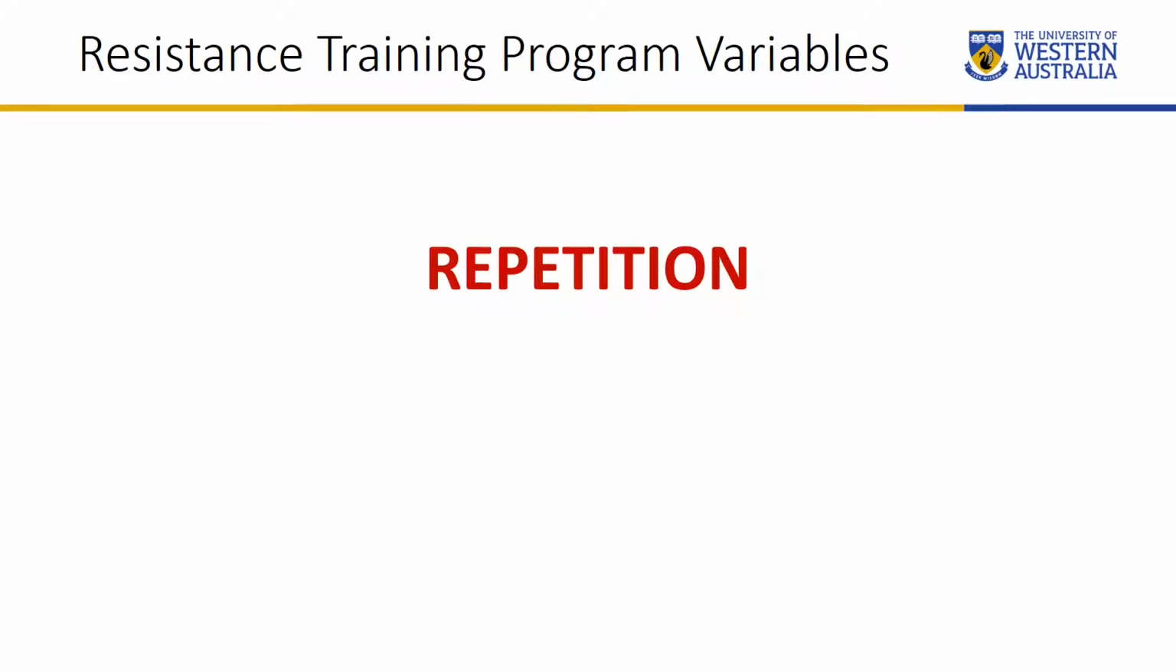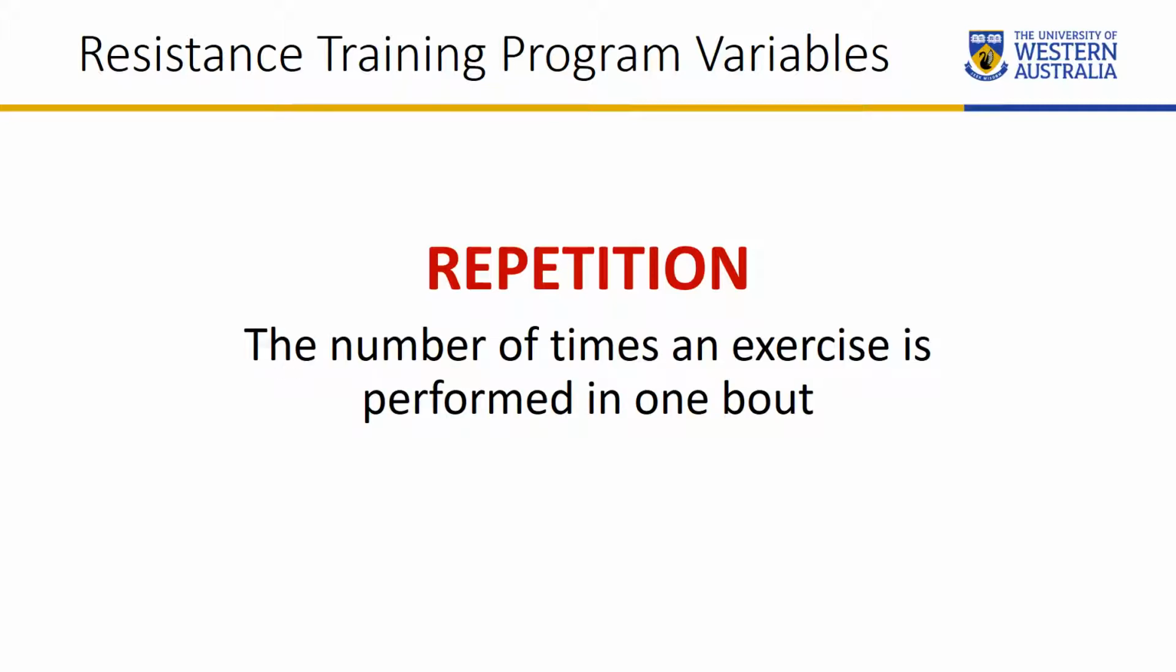Firstly, repetition. The word repetitions refers to the number of times an exercise is performed in a single bout. So you might choose to do only a handful of repetitions but using quite a high resistance, or you might decide to do a high number of repetitions but using low to moderate resistance.